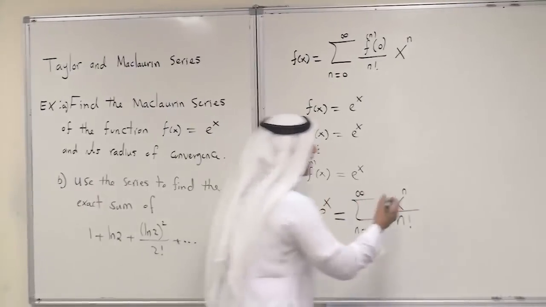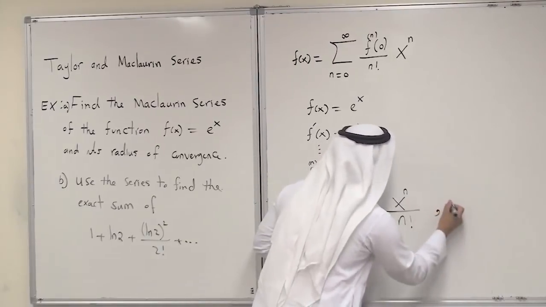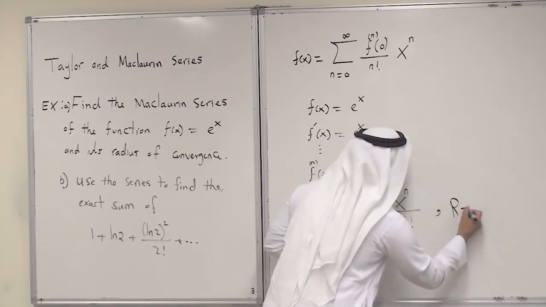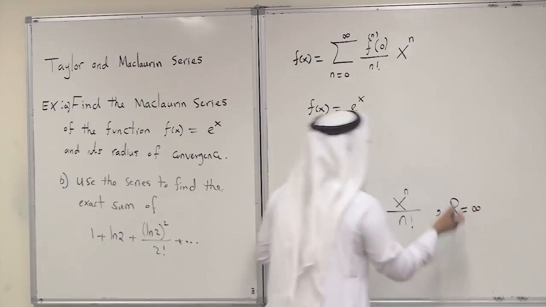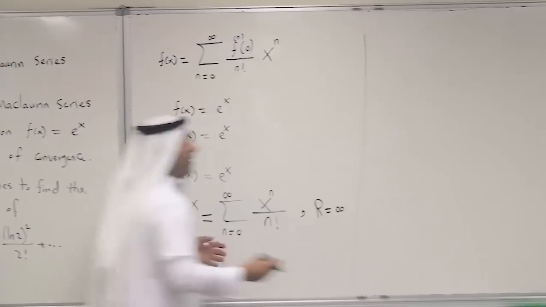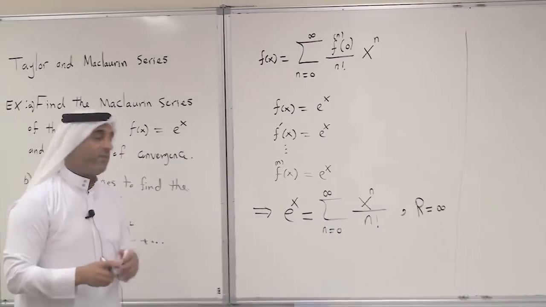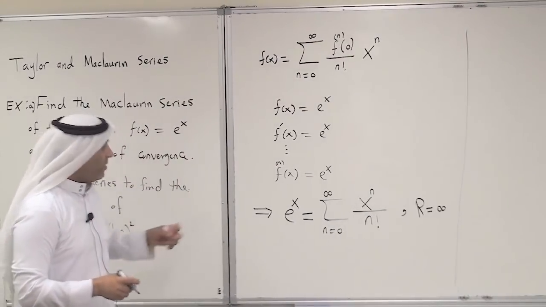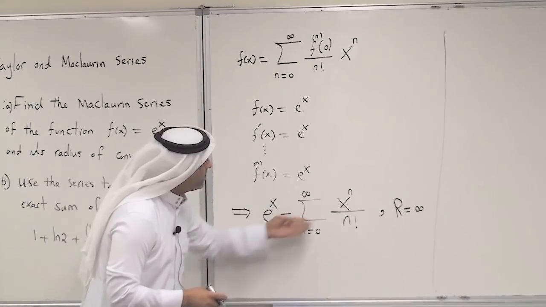I will write it directly by using the ratio test. You can show that the radius of convergence here is infinity, meaning you can go everywhere from 0. I mean, it is convergent for any values of x, any real number x. So this is the exponential function. It is presented by this.